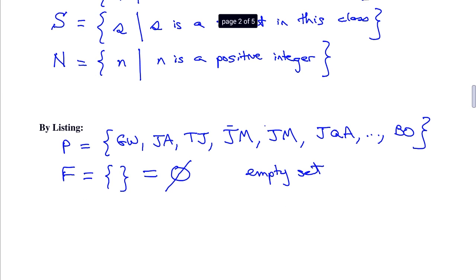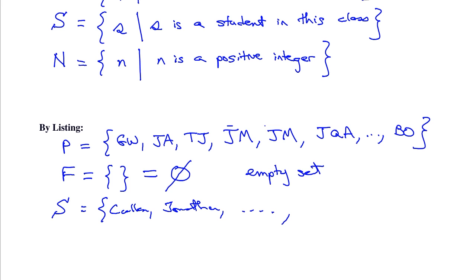Okay, S would be the set of students in this class. So, what's your name? Cullen. And then, what's your name? Jonathan. And then, what's your name? Vin. Okay, that's fine. It doesn't matter. And then that's it. You just list all the students in the class.